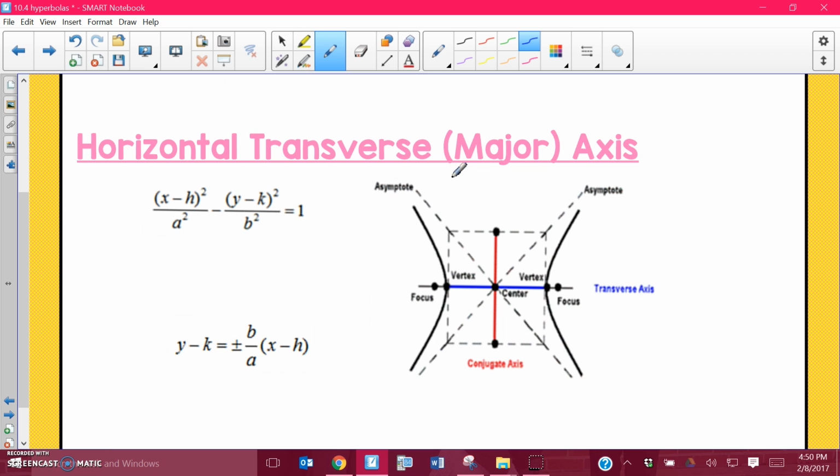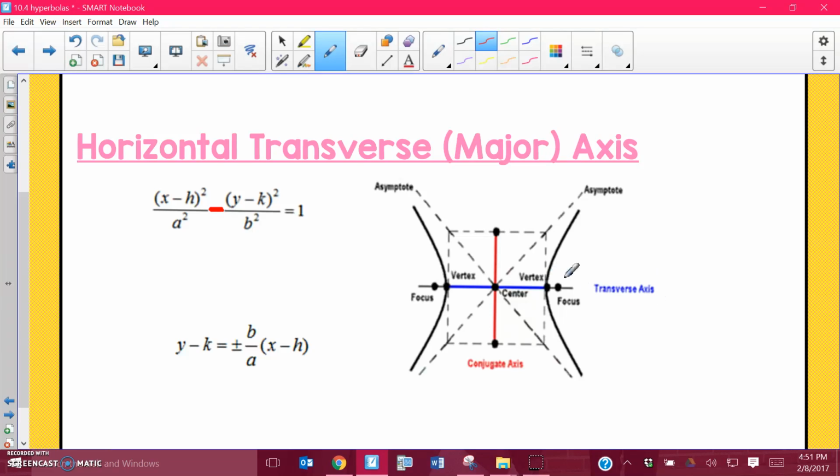Now, transverse is another word for major. So when we talked about our major axis in an ellipse, that's what the transverse axis is. If you notice, this equation looks almost identical to the ellipse equation. It equals 1, there's x minus h and y minus k, and they're both squared, and there's a squared and b squared. The only difference is the minus. Okay, so this looks a little bit crazy in here. It's a lot easier when we're actually graphing it.